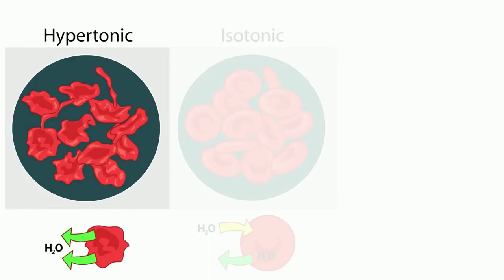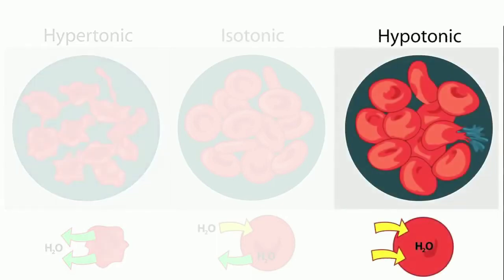Conversely, if we place the red blood cells in a hypotonic solution, meaning the osmolarity outside the cell is lower than the inside, water moves from the lower to the higher concentration, that is, from the outside to the inside of the red blood cells. This causes them to swell and even rupture.